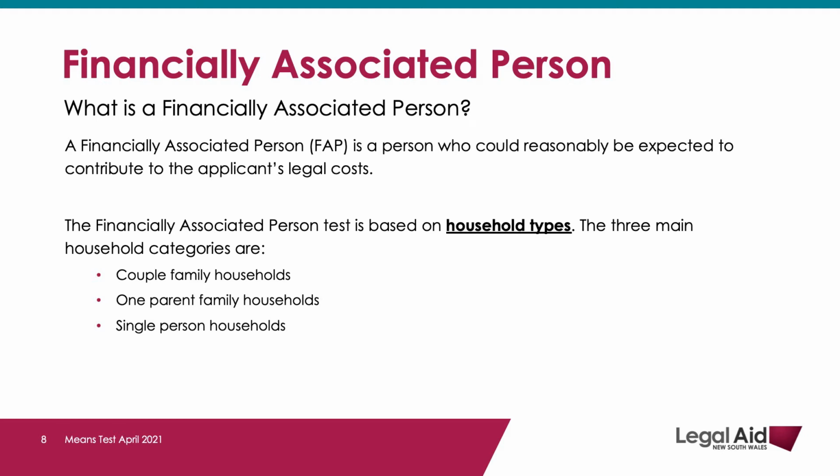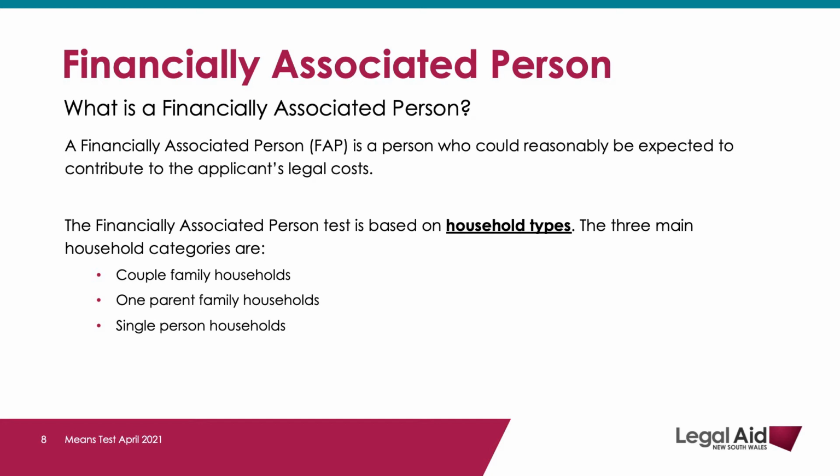A financially associated person is someone who could reasonably be expected to contribute to the applicant's legal costs and is therefore included in the assessment of the applicant's means in accordance with the Legal Aid New South Wales means test. Someone who might reasonably be expected to contribute to the legal costs is, for example, a spouse or the parent of a dependent child. The financially associated person test is based on household types. There are 3 main household types: couple family households, one parent family households, and other households.